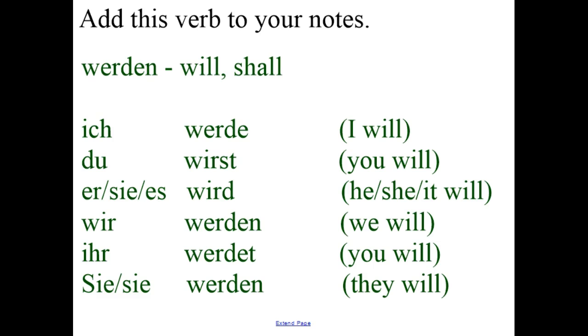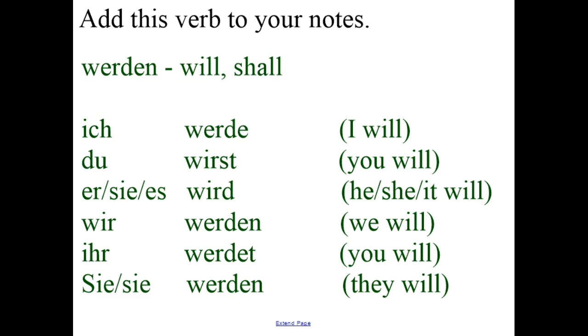In this lesson, we are going to be looking at the future tense in German. Please add this verb to your notes. Werden, which can mean will or shall. Ich werde, I will. Du wirst, you will. Er wird, sie wird, or es wird. He will, she will, it will.